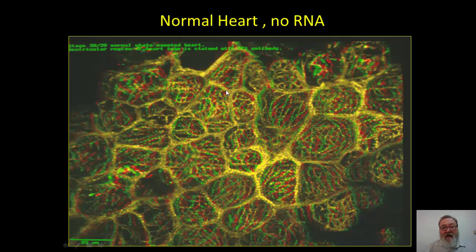But basically, it shows that the myofibrils are forming here. These are all myofibrils now. This is in a normal heart with no RNA added. The myofibrils then are sort of piled on top of each other at the peripheries of these cells. These are all individual cells, and so you see a darker staining. But what it does is show you that the myofibrils form at the peripheries of the cells. And you can see that with the red-green glasses.